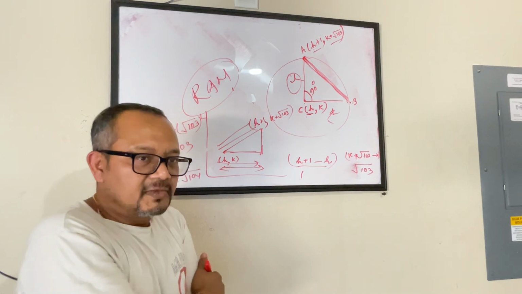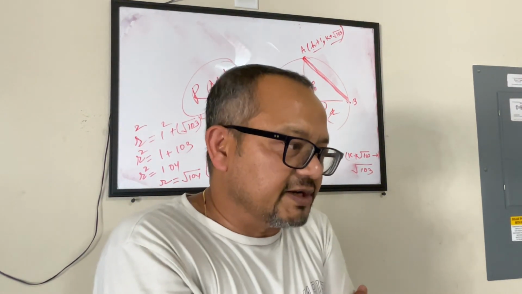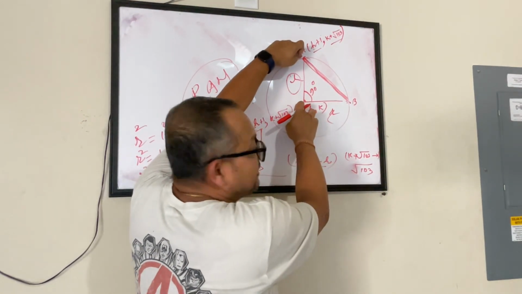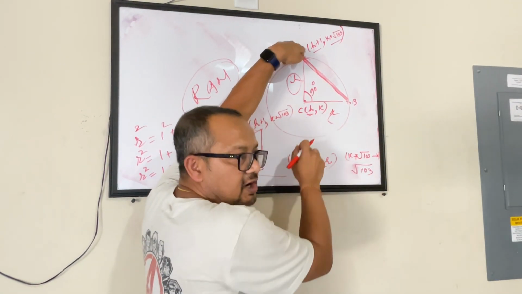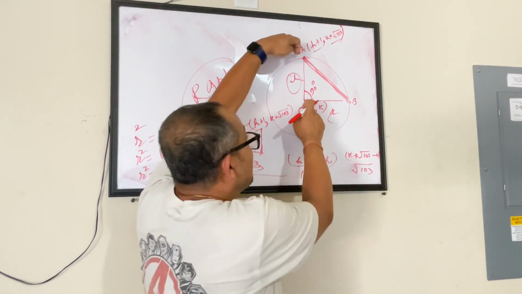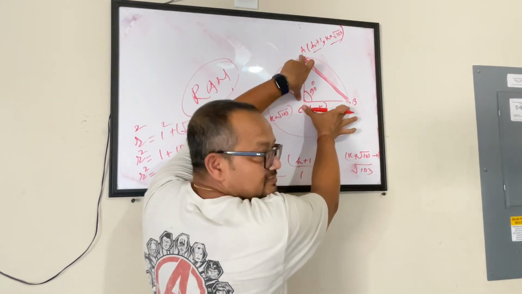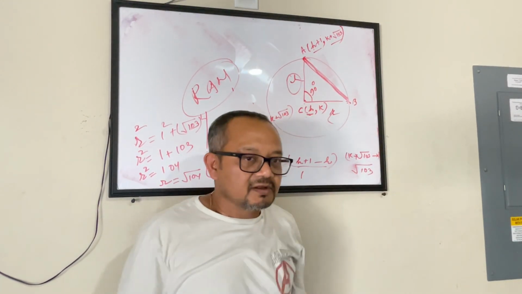Yeah? Did you guys follow whatever I did? First is the approach. I have 2 points, so I can find the length of the line joining the 2 points, or line segment rather. Once I found the length, what is that length? That length is nothing but the radius. Yeah?